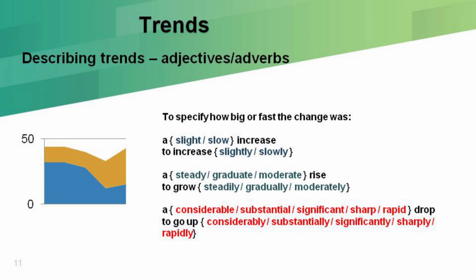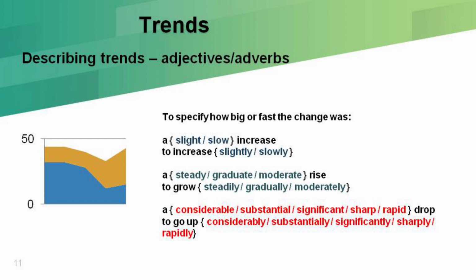If there is a steady rise, or if there is a gradual rise, or if there is a moderate rise, you can expect that the rise is more or less the same throughout the whole period. You can also say to grow steadily, gradually, moderately.